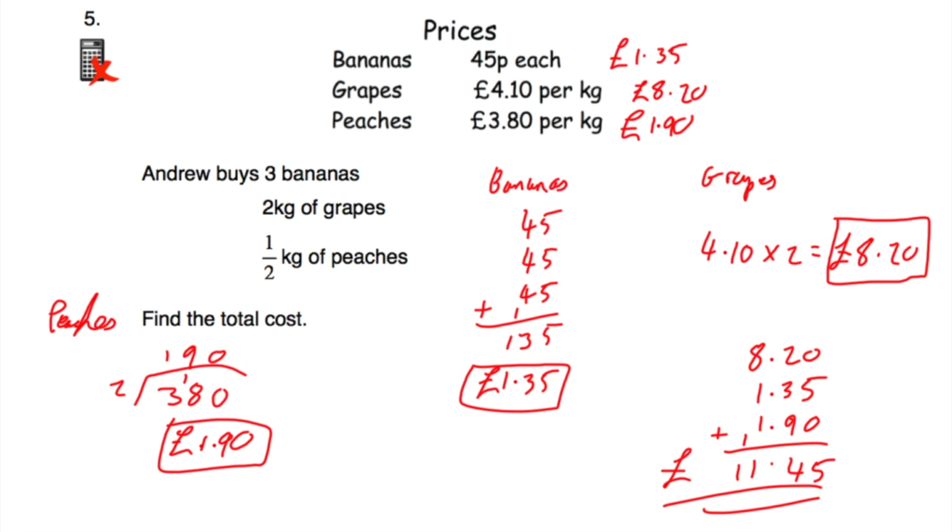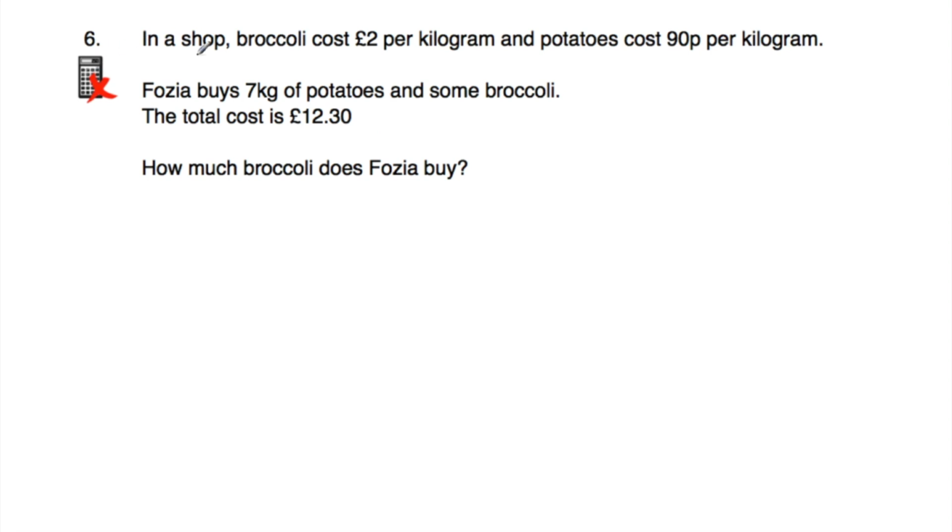Okay, let's look at our next question, question number 6. So question number 6 says, in a shop, broccoli costs £2 per kilogram and potatoes cost 90p per kilogram. And Fozia buys 7 kilograms of potatoes and some broccoli. So they buy 7 kilograms of potatoes and just some broccoli. We don't know how much broccoli. And the total cost is £12.30. So we know the total cost. How much broccoli does Fozia buy?